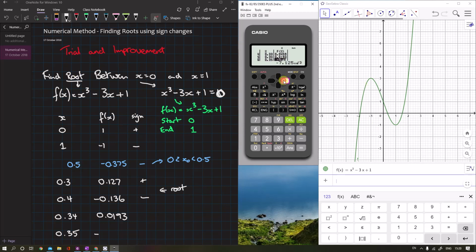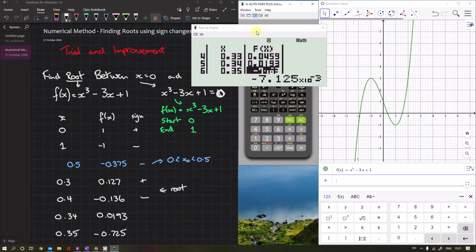That's not showing too nicely, minus 0.725 by the looks of it. My graphic seems to have got slightly messed up. Just see if I can get the display a bit bigger. Yeah, the display's a bit messed up. Oh, I see what it's trying to do. It's doing 10 to the -3. It's not doing 0.125. Okay.